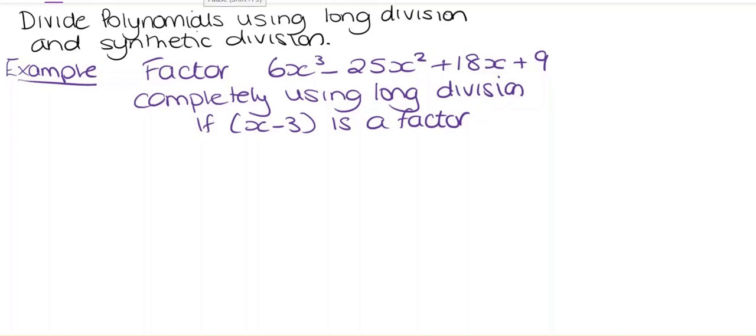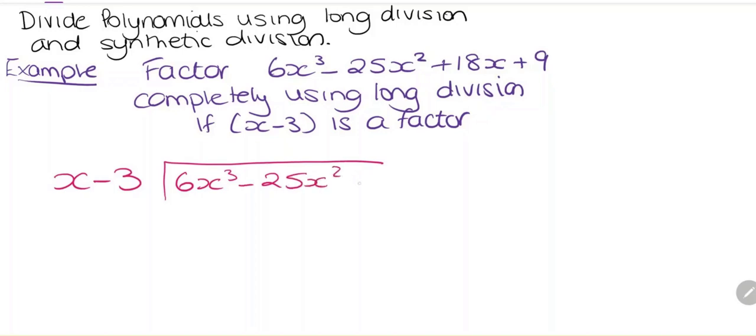Okay, so divide polynomials using long division and synthetic division. Our example says factor 6x cubed minus 25x squared plus 18x plus 9, and this is completely using long division. We want to check if x minus 3 is a factor, so we need to divide by x minus 3.